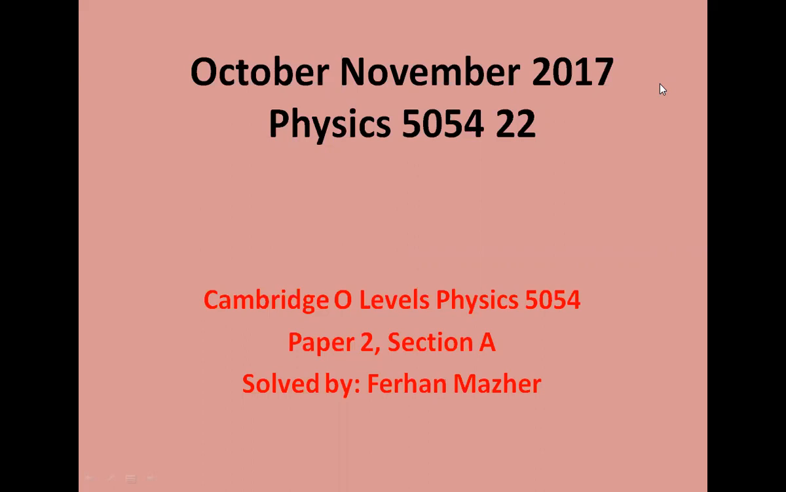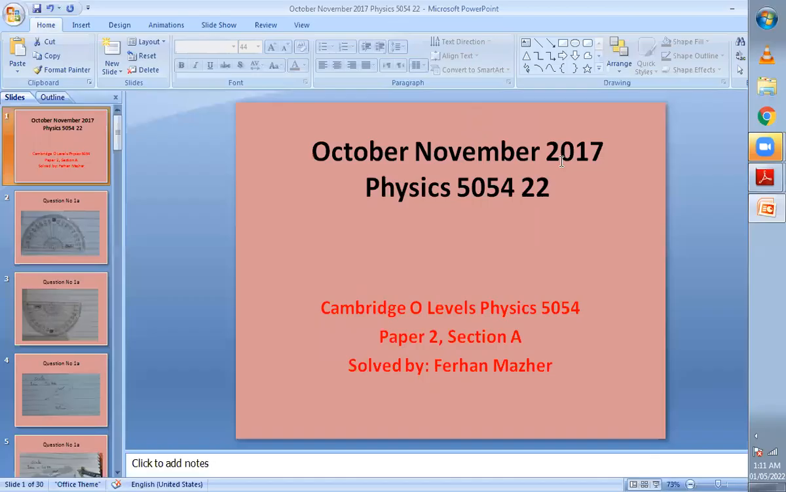Right now, I am with the 11th Cambridge class, and the subject we are studying is Physics 5054. It's Cambridge O-Levels Physics. Today, we have decided to do a theory paper. We call it paper 2, and we have selected the October-November 2017 paper. Today, we will solve its section A, from question number 1 to question number 8. Section B of this paper, we will solve in another session, in another video. So let's start today's paper.